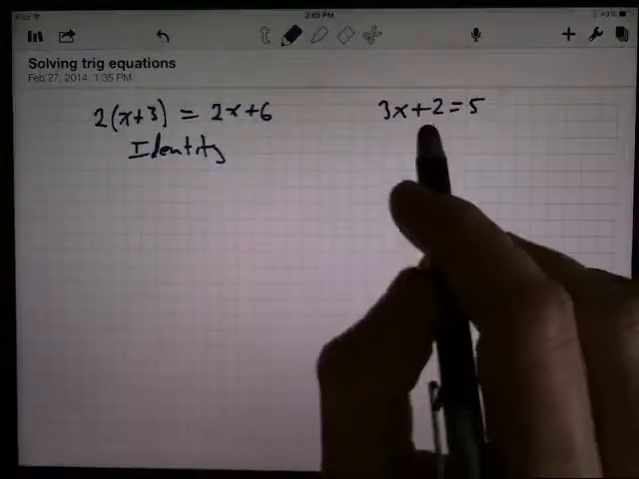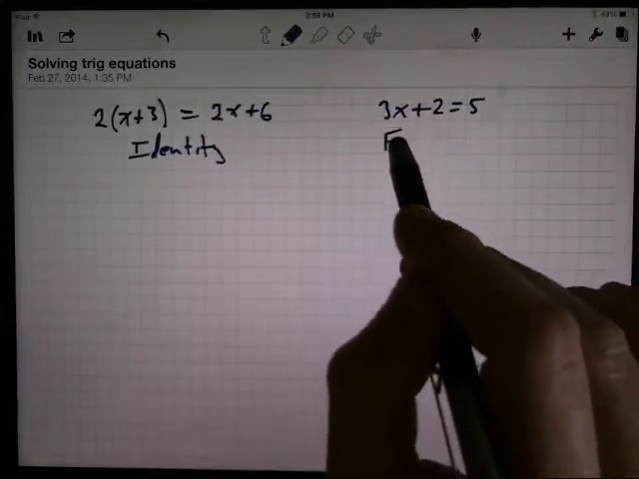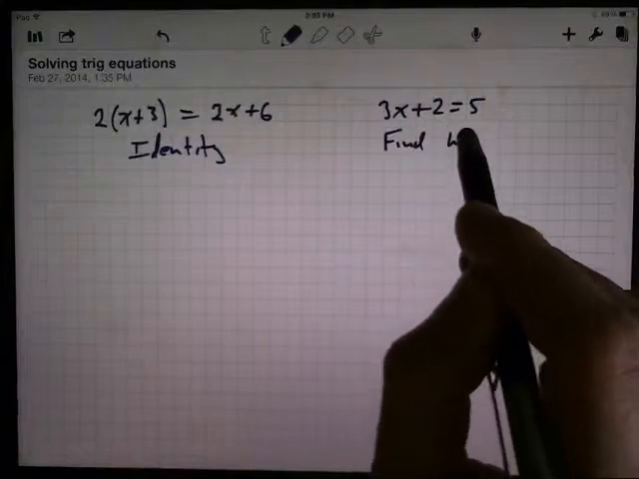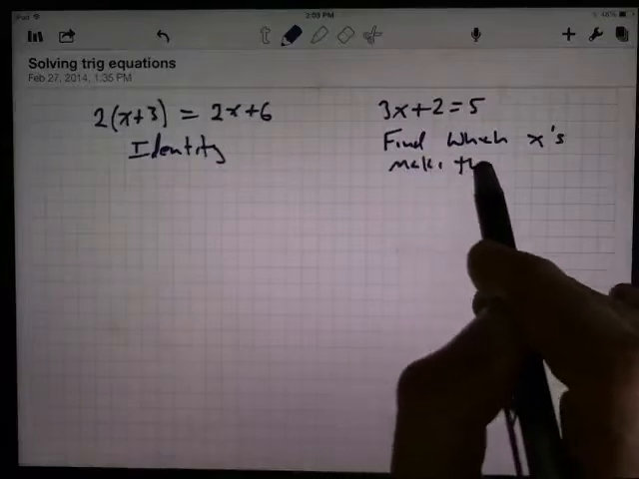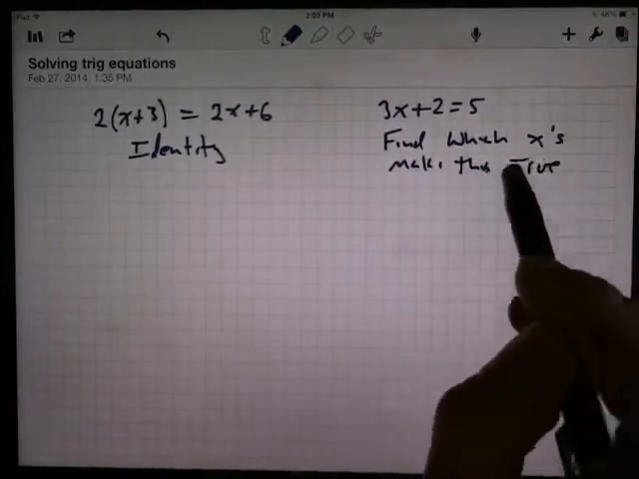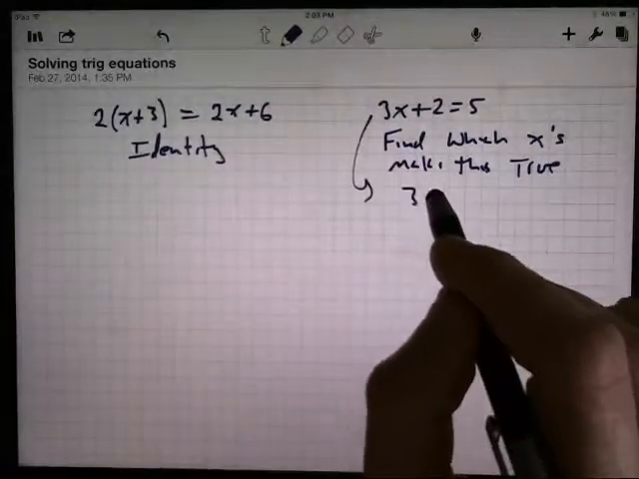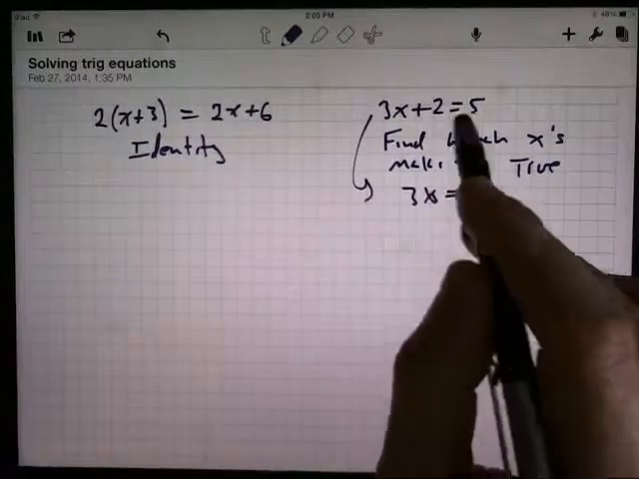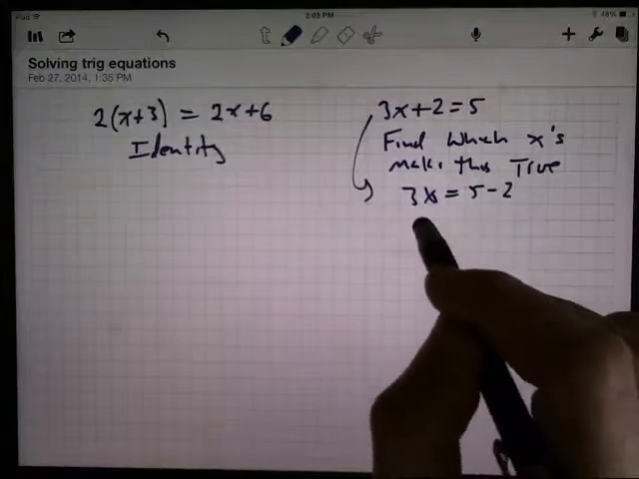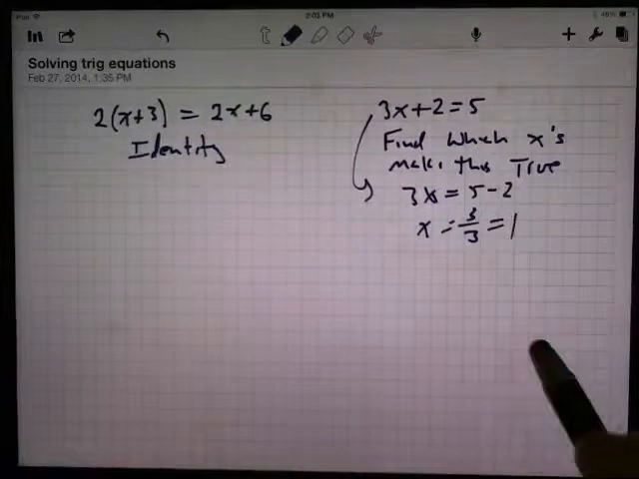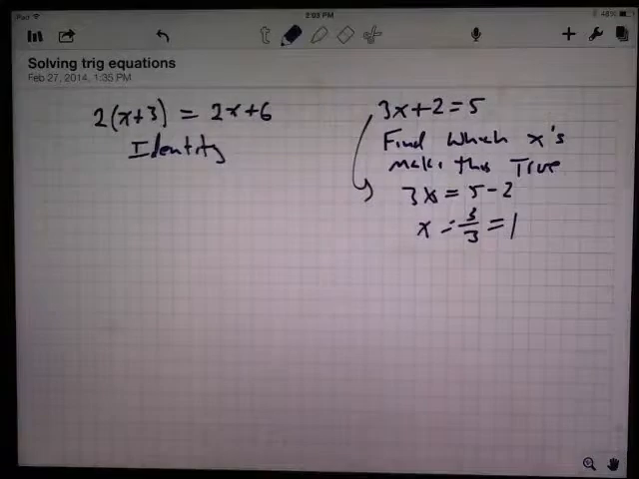And on something like this, this is when we say solve the equation. You want to find the x's that make it work. Which x's make this true? Well, you've been doing linear equations for a long time now, right? You add the 2 over, you get 3x equals 5 minus 2, and then you divide by 3, so x is 3 divided by 3, which is 1. There's only one value of x, and it happens to be x equals 1, that makes that equation true.